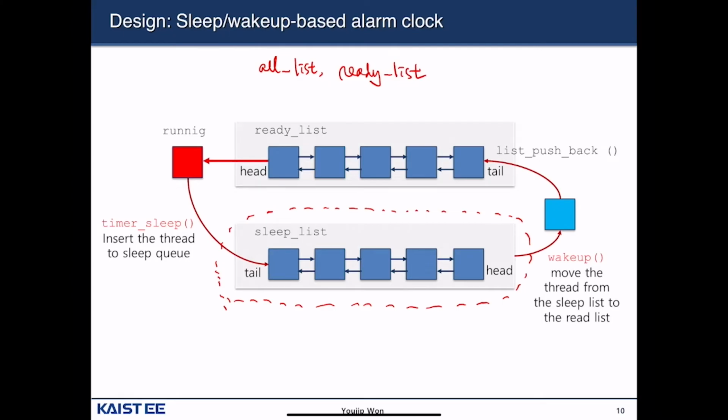This is the design: when a process calls timer sleep, the operating system puts the thread to the sleep list. And then the operating system keeps checking the timer, and then when the timer is up, it wakes up the thread. Wake up means moving the thread from the sleep list to the ready list. That's what wake up is for. So this is the design of our timer sleep algorithm.